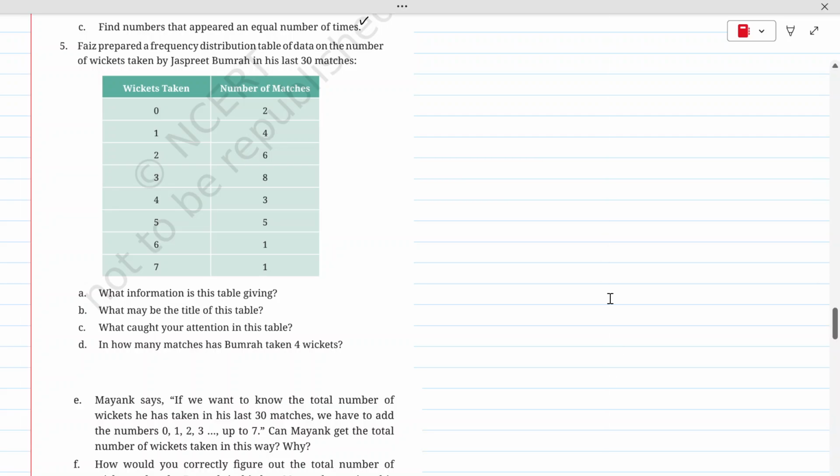Hello kids, in today's class we are going to continue the exercise 4.4. Okay, so we have done till question number 4 and let's start with question number 5.